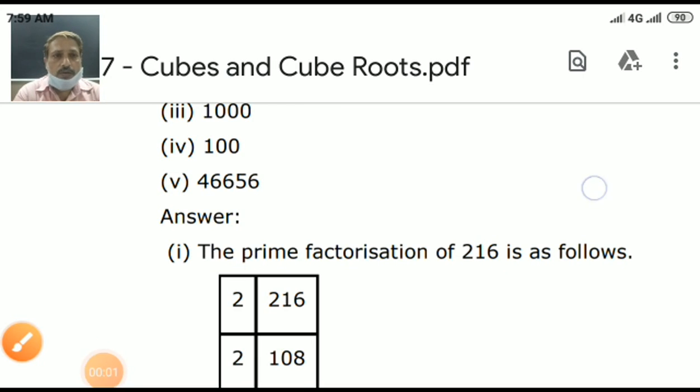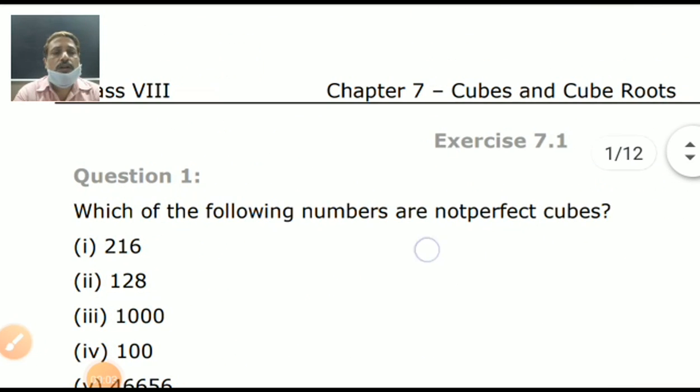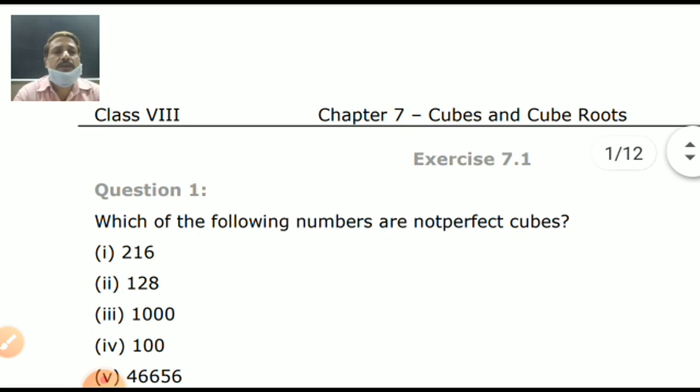Hello student, welcome once again to our mathematics standard 8, chapter number 7, cubes and cube roots. Students, there are two exercises, 7.1 and 7.2. Here are the questions of exercise 7.1.